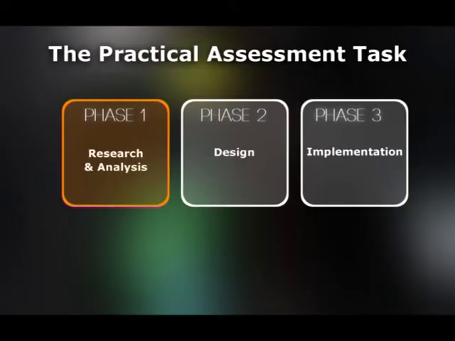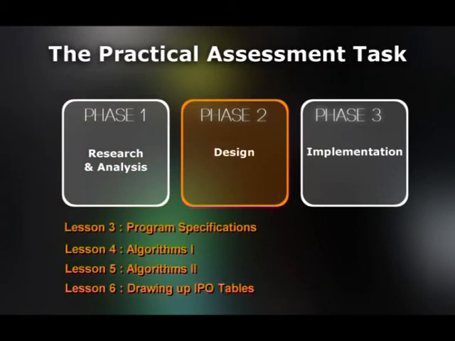Just to remind you where we are so far. We looked at the details of Phase 1, and we have learned a lot about Phase 2 already, from program specifications to IPO tables. Today, in the first of 2 lessons about classes, objects, and data flow, we will draw up class diagrams for objects that will be used in a program. Later, we will create diagrams to show the data flow between elements in the program.